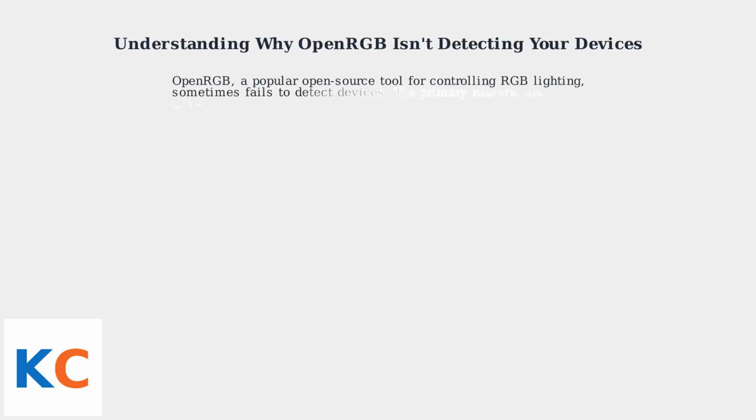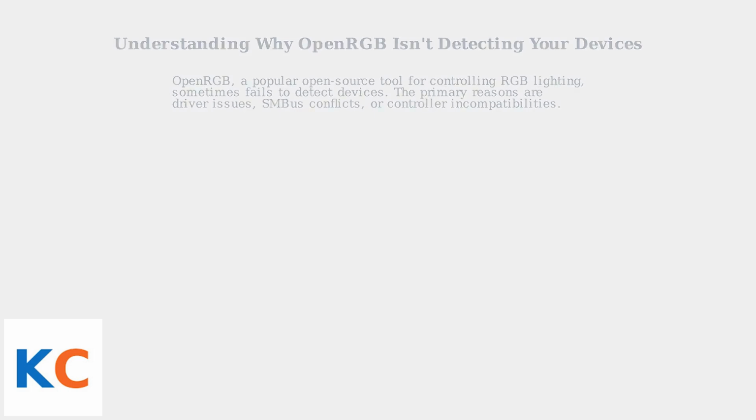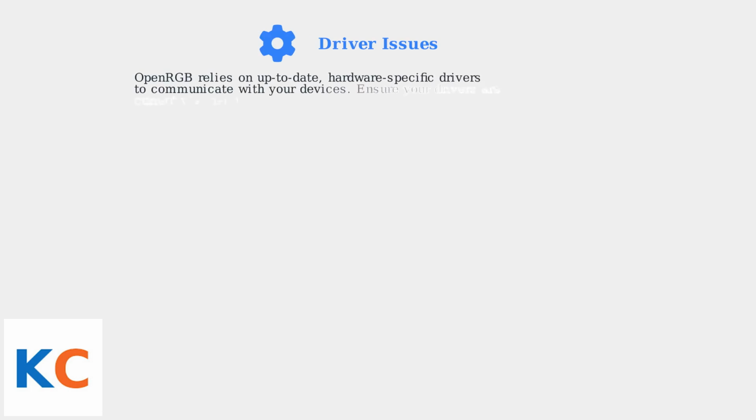OpenRGB, a popular open source tool for controlling RGB lighting, sometimes fails to detect devices. The primary reasons are driver issues, SMBus conflicts, or controller incompatibilities. OpenRGB relies on up-to-date, hardware-specific drivers to communicate with your devices. Ensure your drivers are current via manufacturer tools like ASUS Armory Crate or MSI Dragon Center.